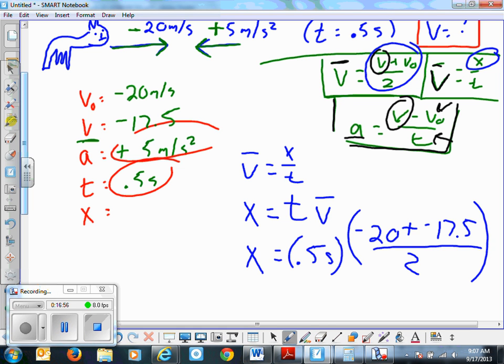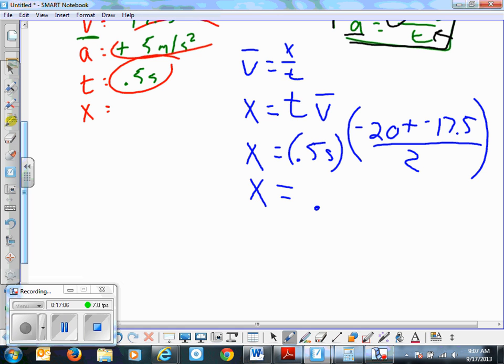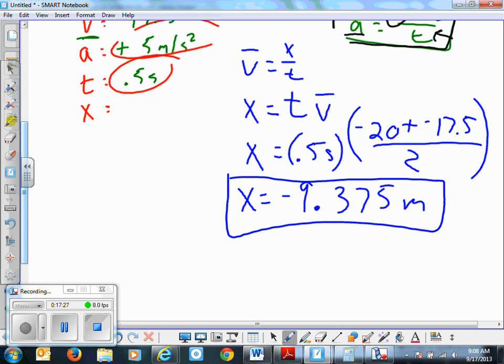If you put all that into your calculator, you should get about 9, right? Okay, so the calculator says negative 9.375 meters. And I missed the negative over here. And the negative is important because it shows the direction. So I went in the negative direction, 9.375 meters, during that time of acceleration.